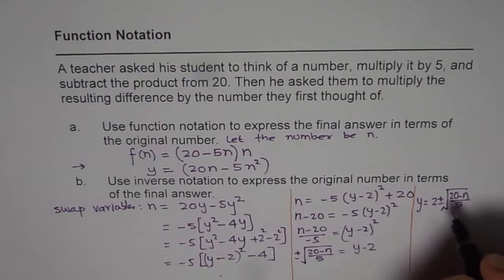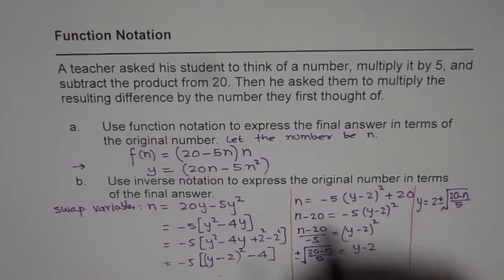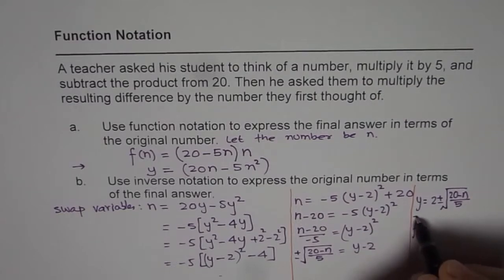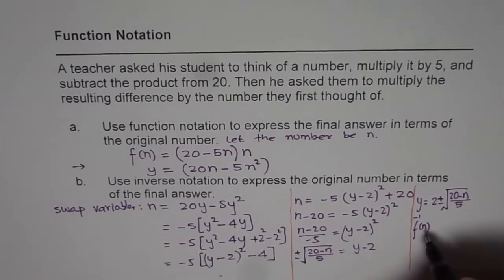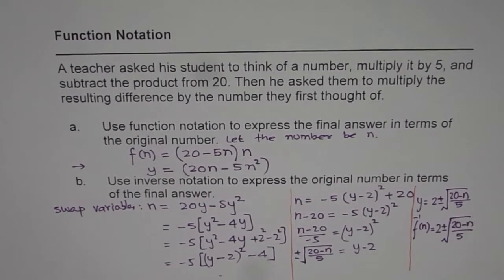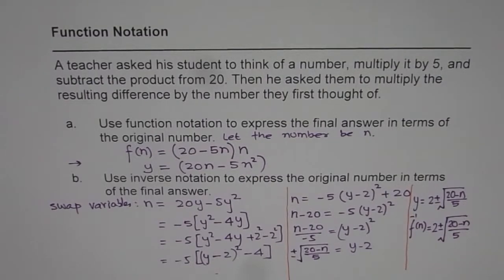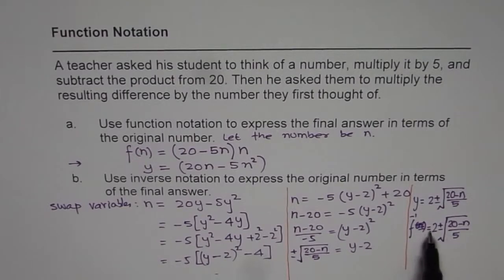So in terms of inverse notation, we can write this as f inverse of n. Basically it is not a function because we have plus and minus. So we strictly should not be writing f inverse of n since it is not a function. So we get 2 plus or minus the square root of 20 minus n over 5. That is the inverse of the given relation. So this is going to return our number back.